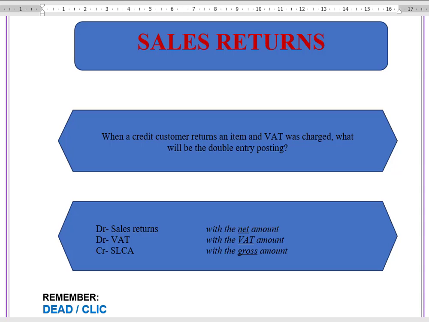They bought it on credit. Now they have returned the item. When they bought it, they hadn't paid me yet. So your debtors control account will be affected. That is to say, they're owing us some money. They are debtors to us. So SLCA or your debtors control account will be affected. Now, they are returning the item. They are no longer owing us. Your debtors control account is an asset in your hand. So they are no longer owing us that money.